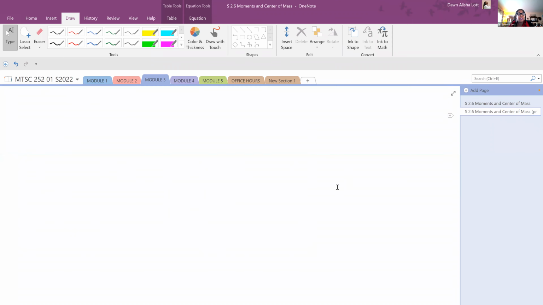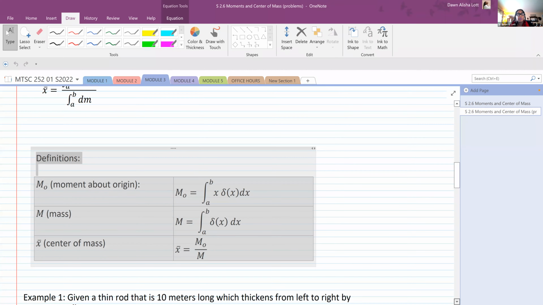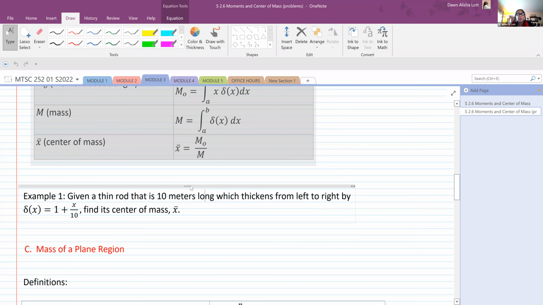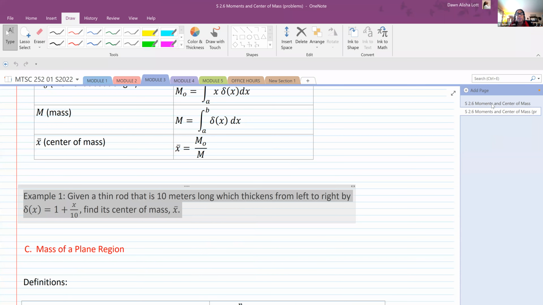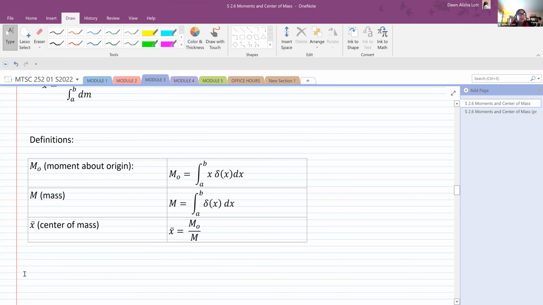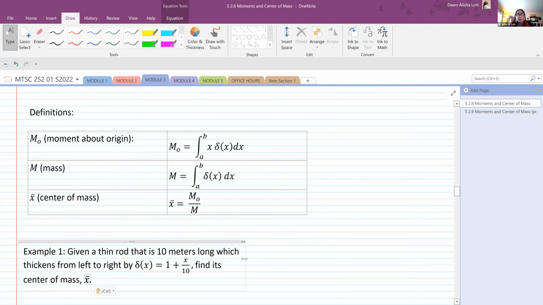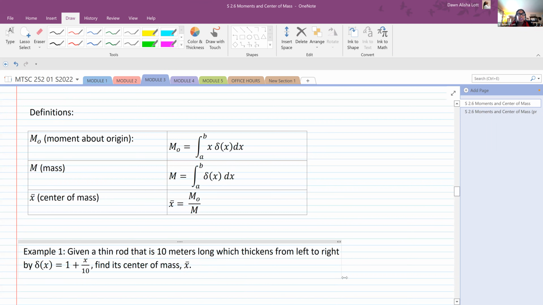All right, so our first example. I like this example. It gives you everything that you need and it's not difficult. Okay, so here in this example, it says you are given a thin rod that is 10 meters long. So it goes from 0 to 10. So I already know my limits of integration. Which thickens from left to right. And here's my density function. So my density is 1 plus x over 10. Find its center of mass.